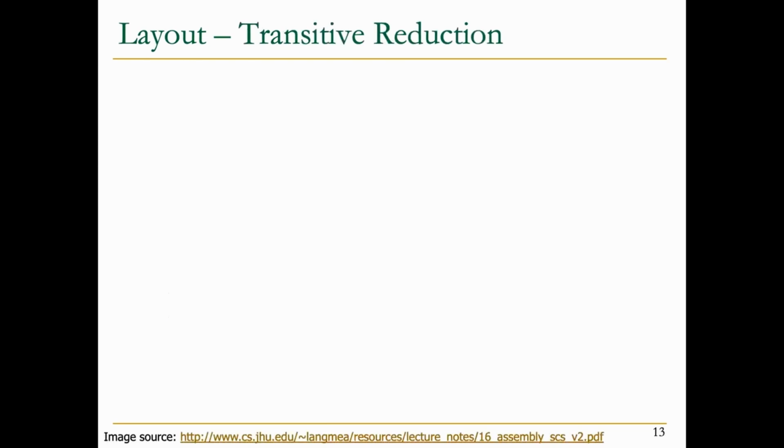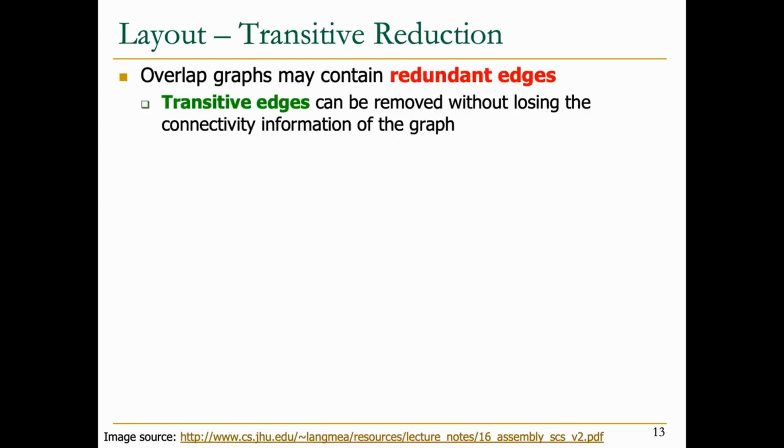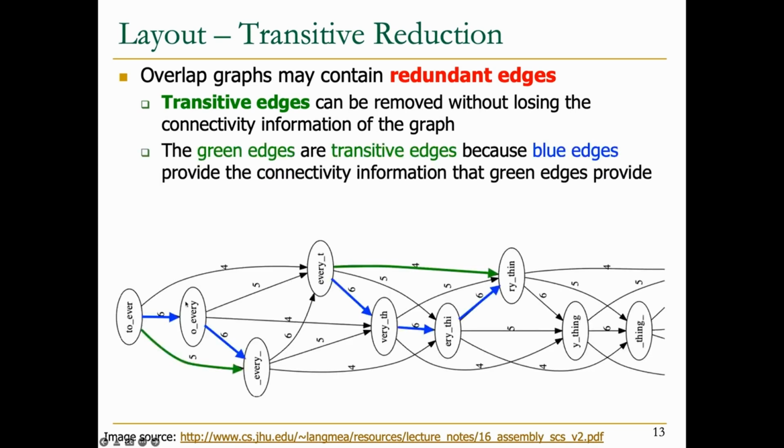So let's go over what the transitive reduction looks like. As we said, the overlap graphs may contain redundant edges, and our goal is to remove them. The transitive edges can be removed without losing the connectivity information of the graph. Here in this example, assume we know that the green edges are transitive edges because the blue edges provide the connectivity information that the green edges provide.